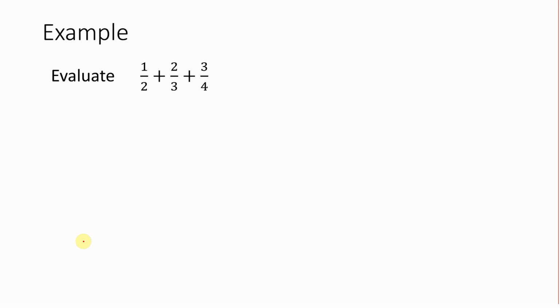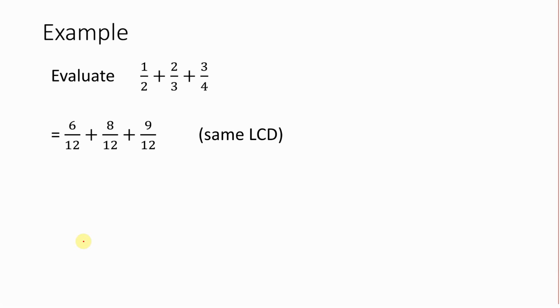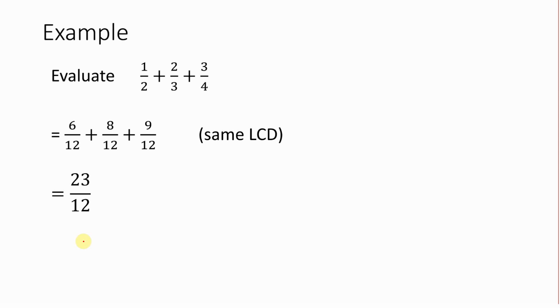Your first step is to convert them to fractions with the same denominator. So the lowest common denominator of 2, 3, and 4, if you wrote out the multiples of each of those, the lowest number in each of the multiples would be 12. So each of these fractions needed to be converted to something over 12. And when you convert them, you're going to get 6 over 12, 8 over 12, and 9 over 12. So see if you can add those fractions up. If you did, you would have got 23 over 12.